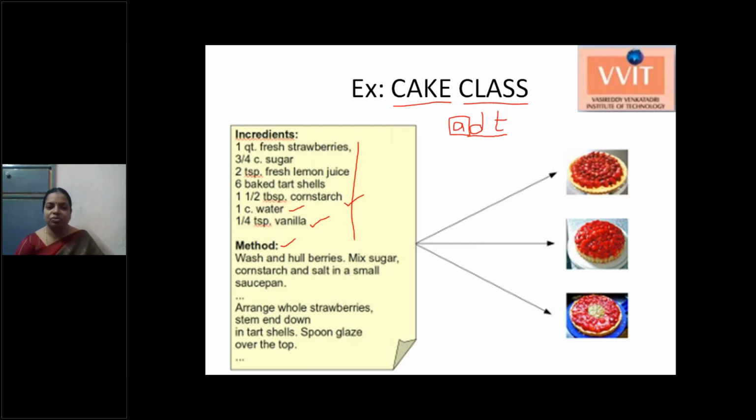Okay, first we wash and hull the berries, and mix the sugar, cornstarch and salt in a small saucepan. Once that is done, it will be kept into the oven and we'll get the cake, and then we will arrange the strawberries and other things on the cake. So this is the process of preparing a cake.